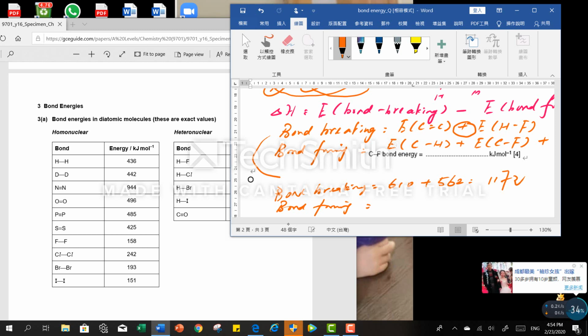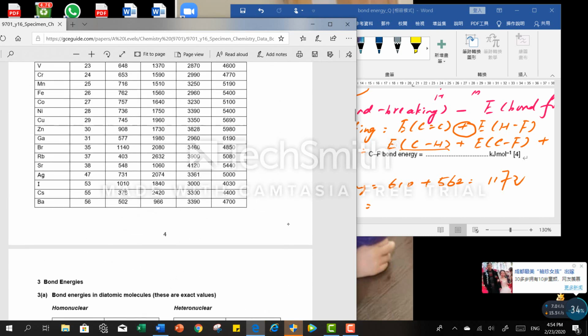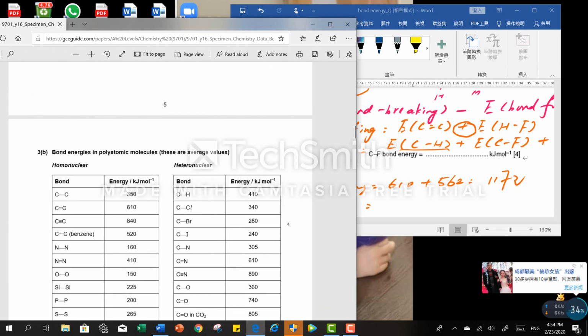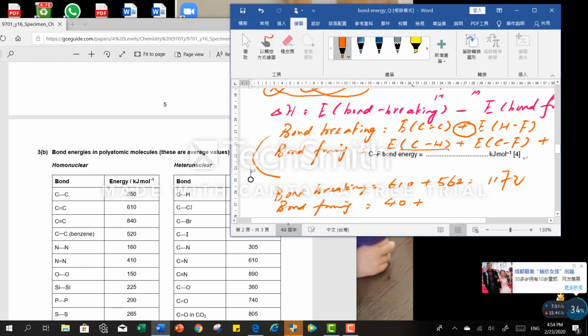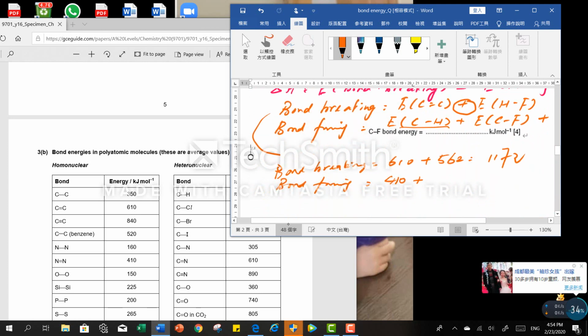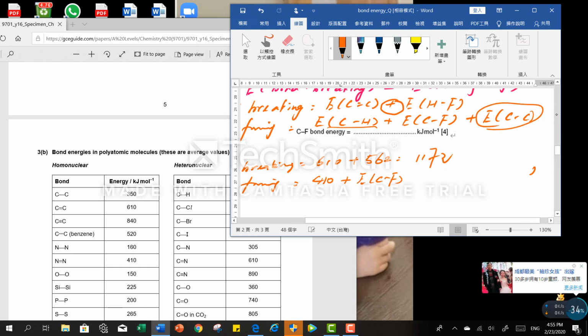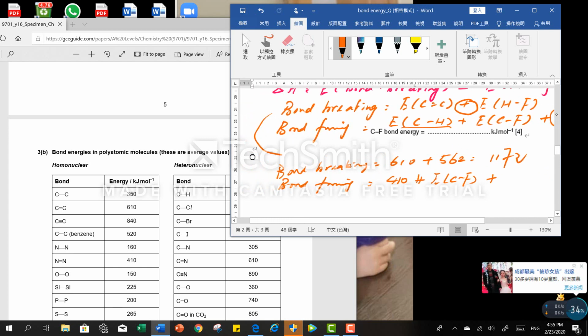And then the bond forming will be, we need to form a C-H bond. C-H bond is here, 410. And we need to find what? Oh, we need to find the C-F bond. So the C-F bond is an unknown. And as I said, we need to form a C-C bond, right? Can you see that? C-C bond as well, 350, right? So bond breaking minus bond forming is equal to delta H.